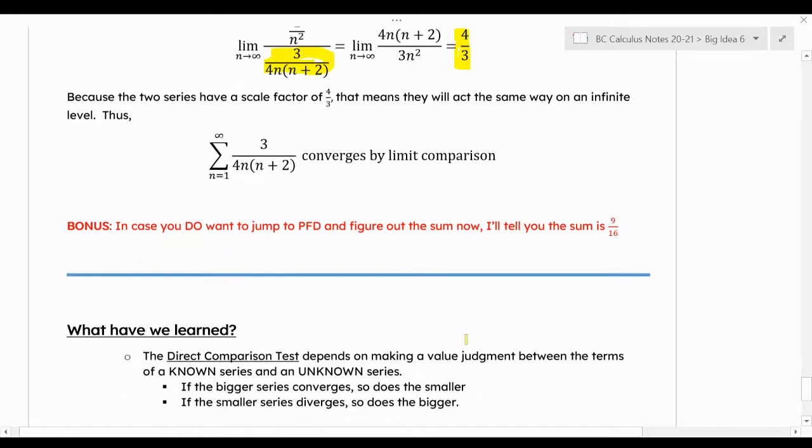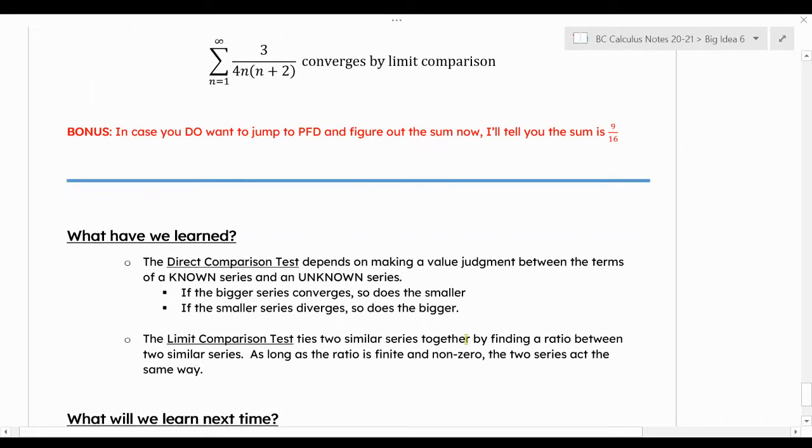All right, so what have we done today? We've looked at 2 comparison tests. We've actually compared the comparison tests. Whoa, the direct comparison is nice because all you really have to do is say one series is bigger than another or one series is smaller than another. And then if they're in the right arrangement, you can say that if the bigger series converges, then so does the smaller. If you say that the smaller series diverges, then so does the bigger, but then it doesn't work out in the other arrangements.